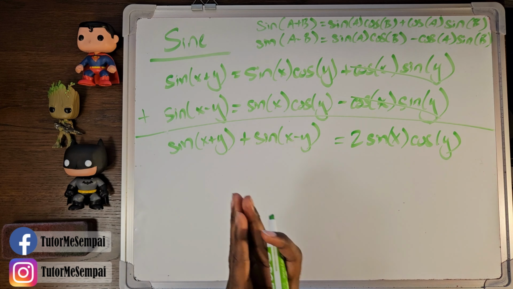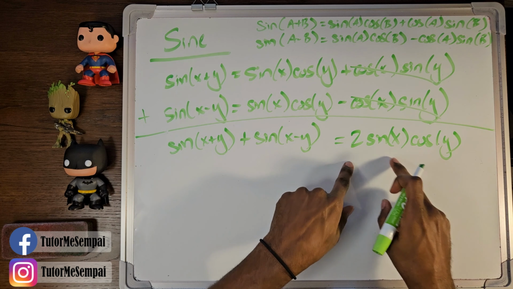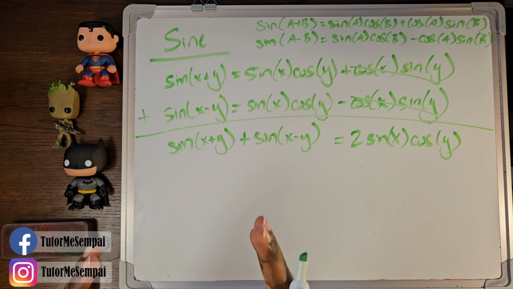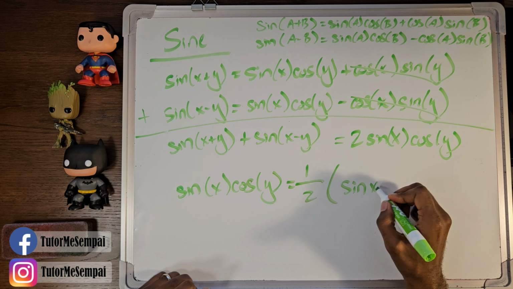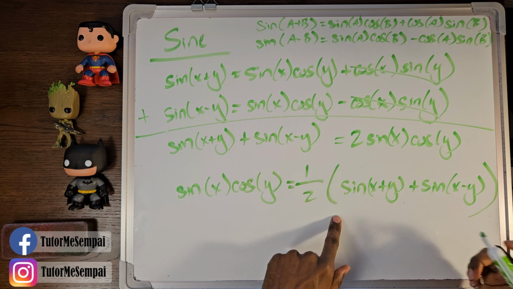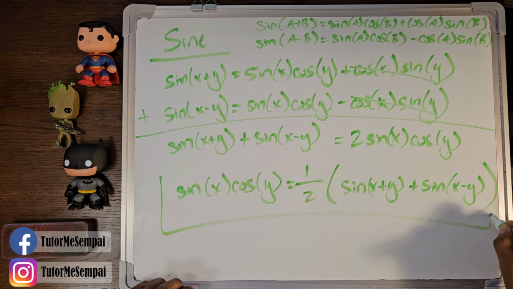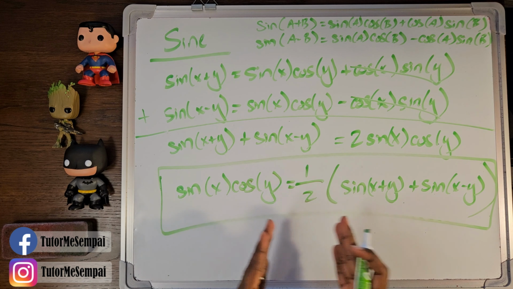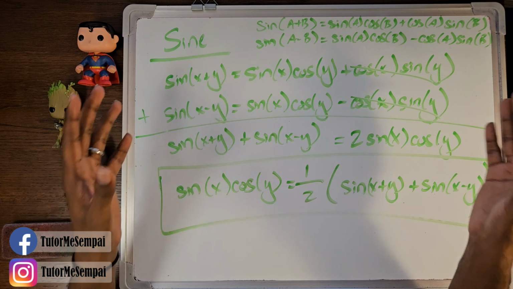Now we can't stop here. We need a product to sum identity. This is not quite it because our product has a little bit more going on. So let's divide both sides by 2 and then swap the sides so we can have our product on the left side. By doing that, we get sine x cosine y equals 1/2 times sine of x plus y plus sine of x minus y. This is going to be our first sine product to sum identity. Here we have a product and here we have a sum. And the only thing we needed to do was add our angle sum and angle difference identities for sine.